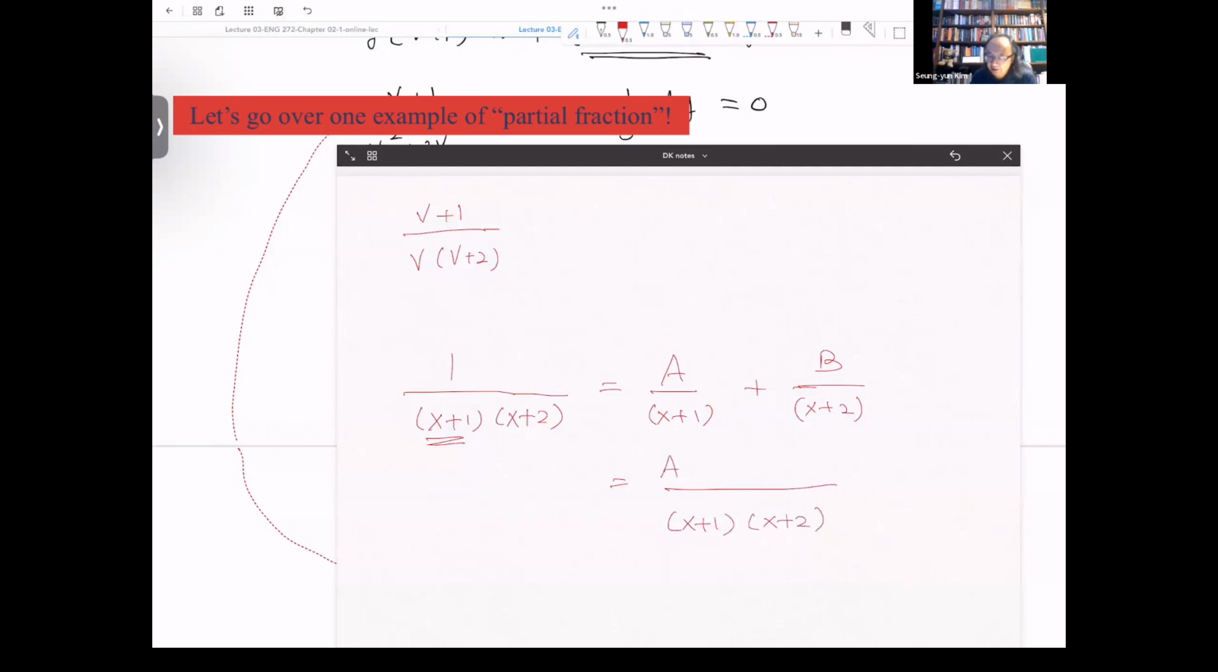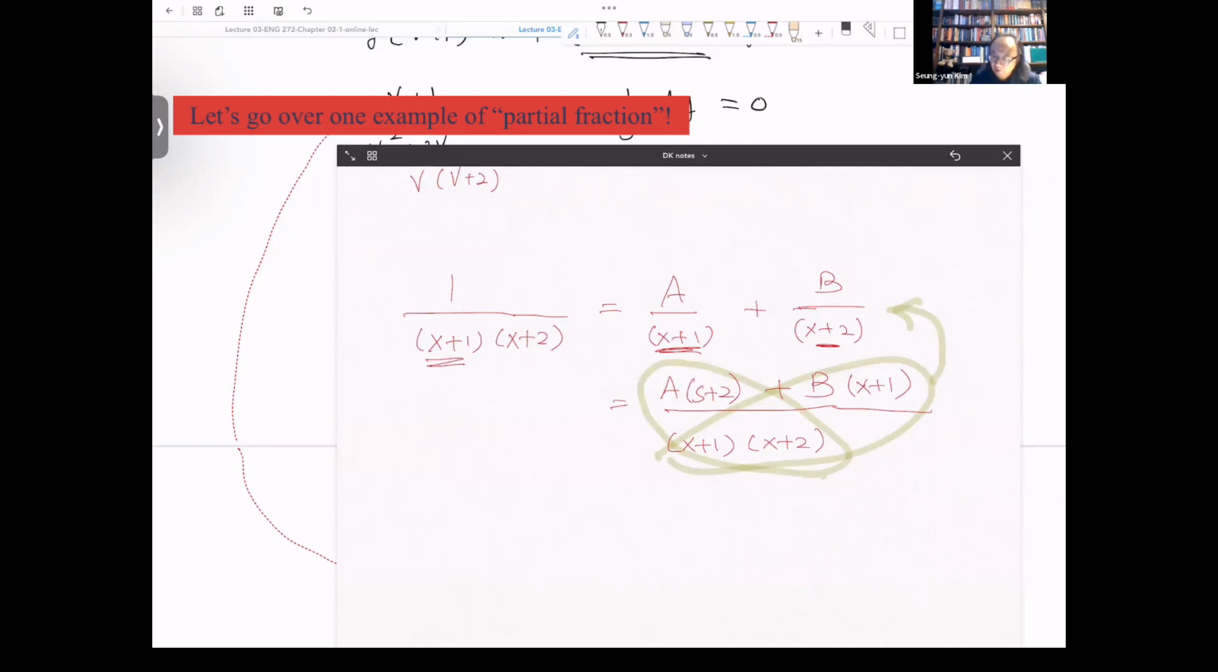and then for the a term, what is missing? I do have x plus 1, but I don't have x plus 2. So I need to multiply by x plus 2. For the b term, I do have x plus 2, but I don't have x plus 1. So I need to multiply by x plus 1. That way, if we separate it, we end up getting this one.